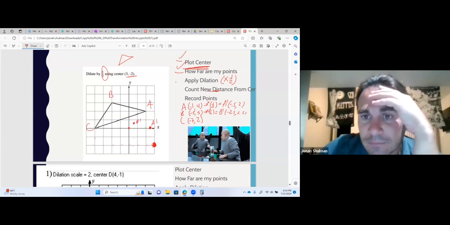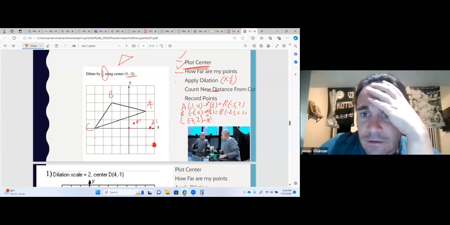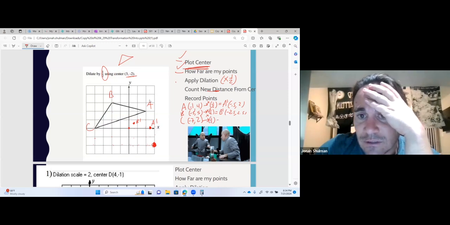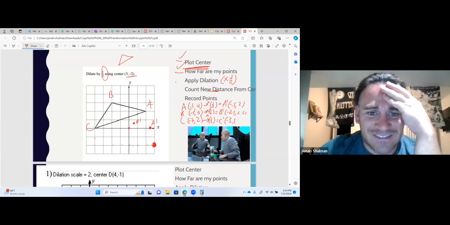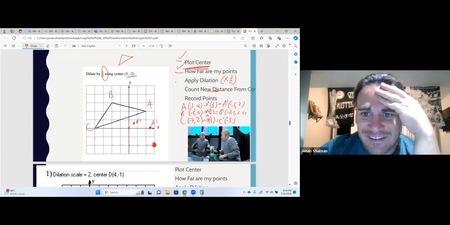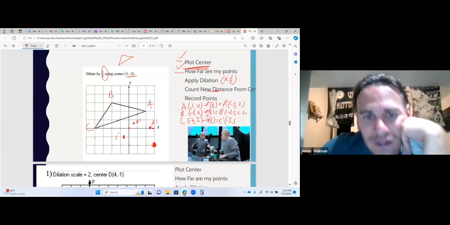And where's C prime? Well, what is half of 7? C prime is -3.5. 1, 2. Yeah. Sorry, 1, 2, 3.5. And then it's 1. So here's C prime. 3.5, 1. So here's our new triangle.